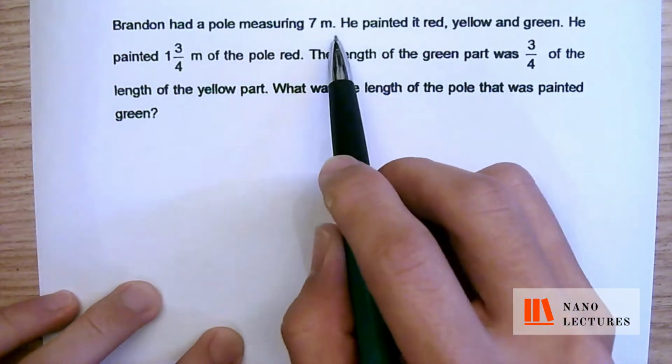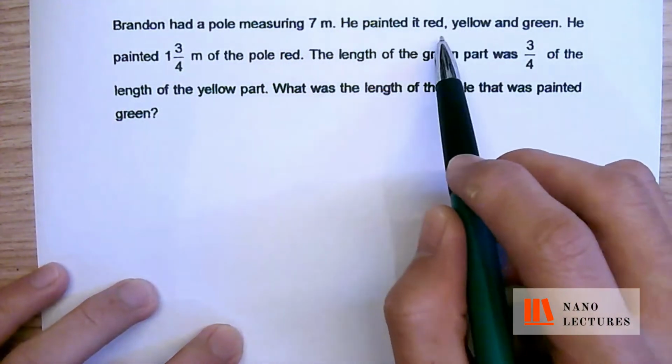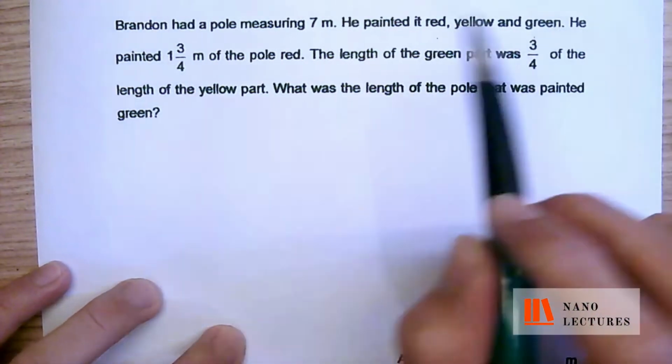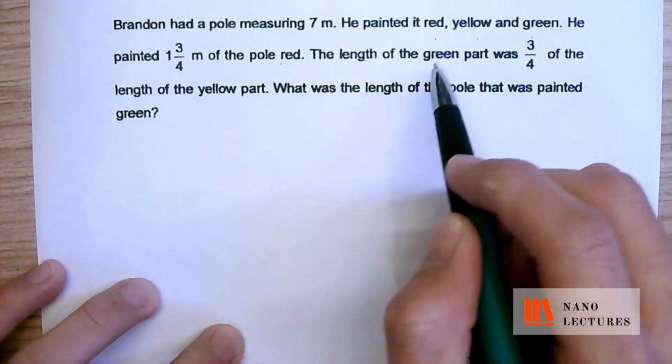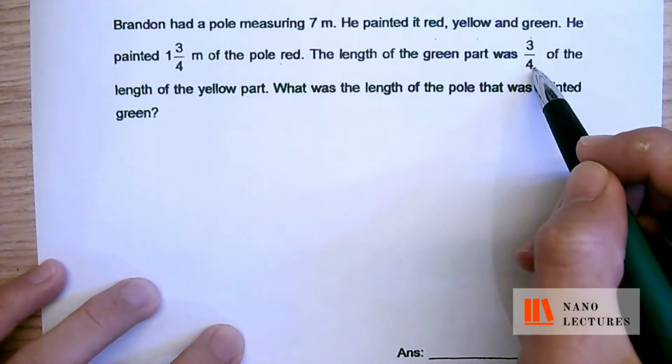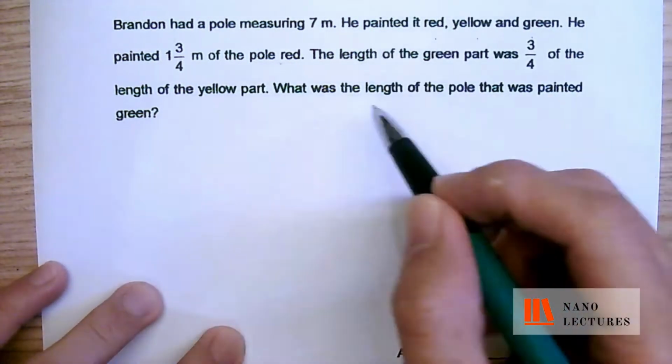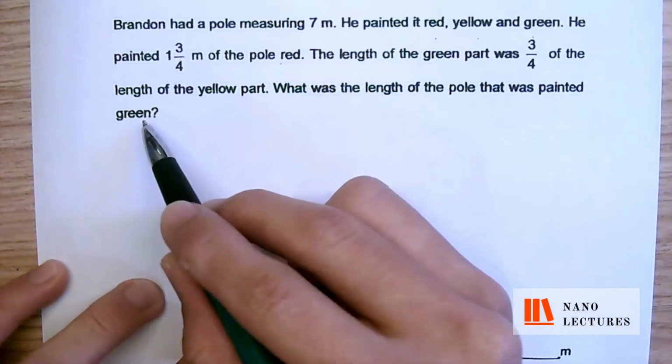Brandon had a pole measuring 7 meters. He painted it red, yellow and green. He painted 1 3/4 meters of the pole red. The length of the green part was 3/4 of the length of the yellow part. What was the length of the pole that was painted green?